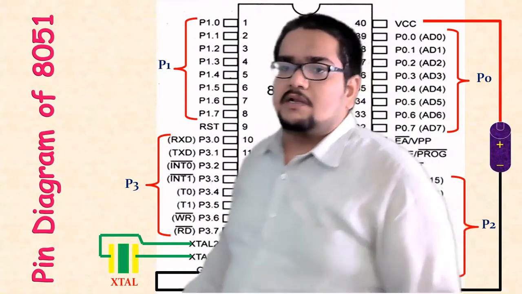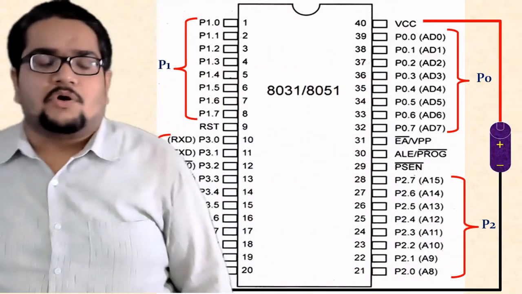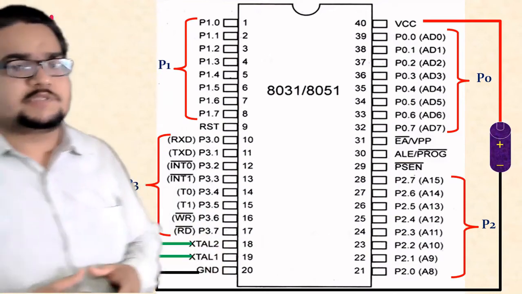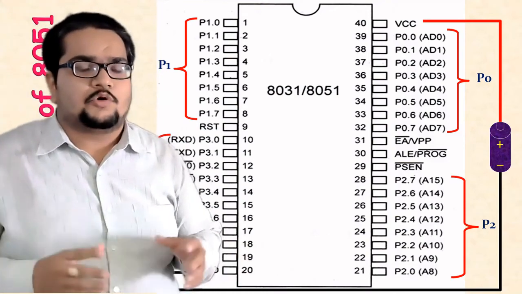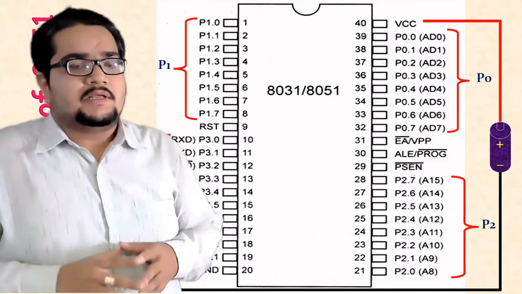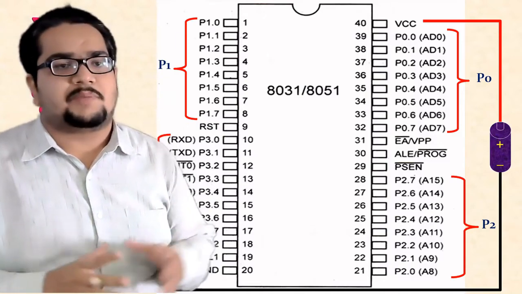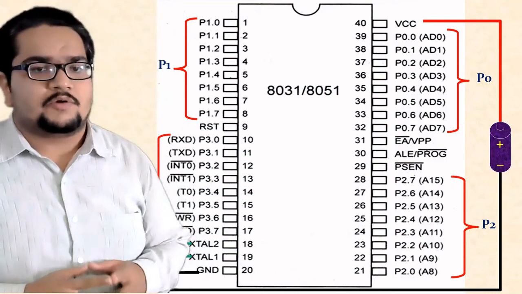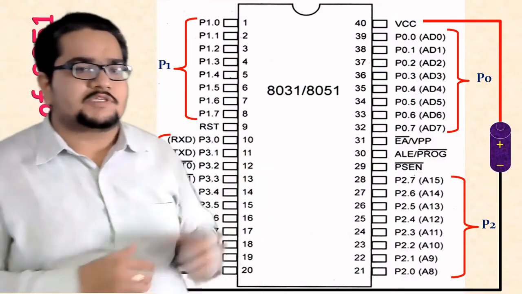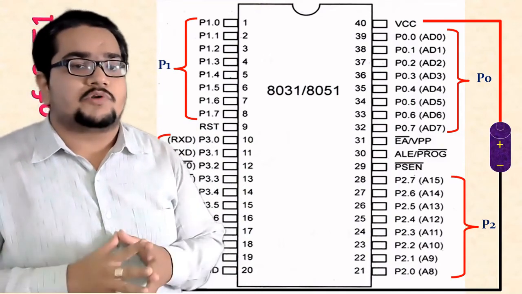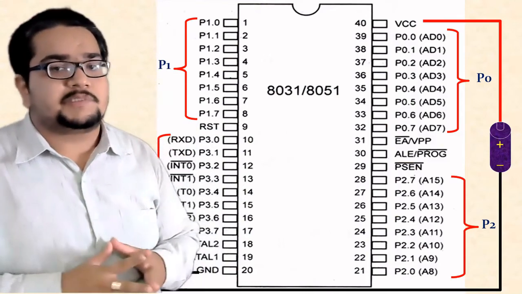Apart from the major port pins on this 40 pin structure, out of a total of 40 pins, 32 pins are bidirectional IO pins: port 0, port 1, port 2, port 3. So 40 minus 32, the remaining are 8. Of those 8, 2 are the power supply pins, pin number 20 and pin number 40. So now we remain with only 6 pins, and these 6 pins need more attention.